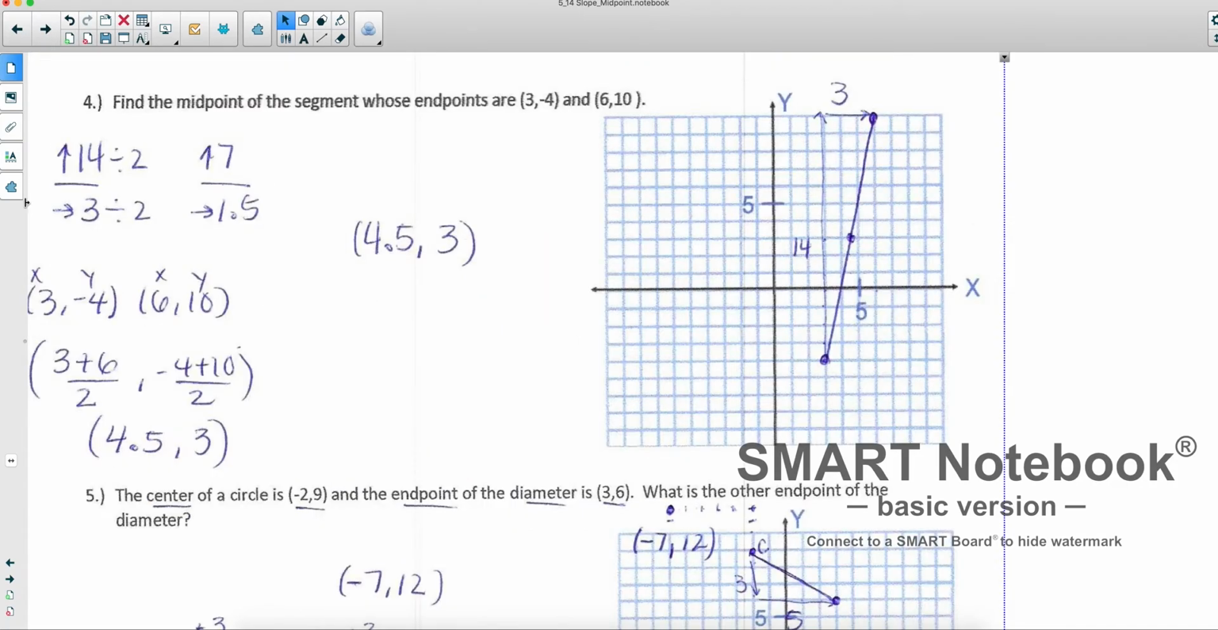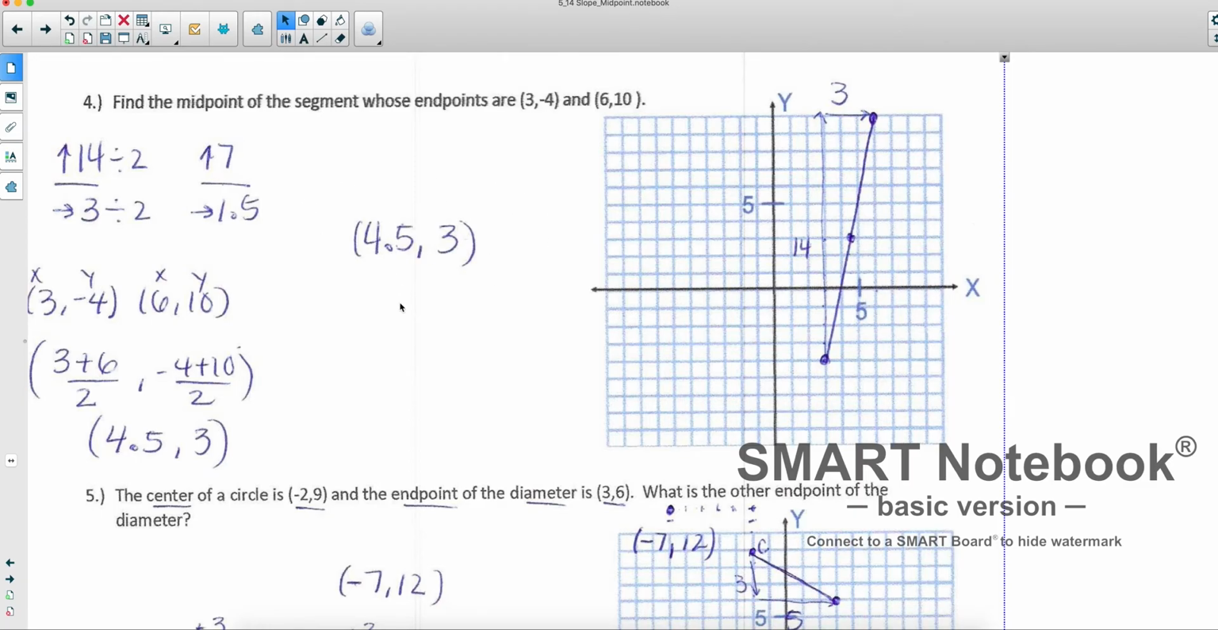All right. So here, find the midpoint of the segment whose endpoints are 3, -4, and 6, 10. So we plot 3, -4, we plot 6, 10, and I'm going to show you both ways just so you have an idea. So first, if I use my slope, I went up 14 and over 3 to get from one endpoint to the other, left to right. So if I want to find the midpoint, I have to go halfway. So it means I'm going to go up 7 and then over 1.5, which is interesting because 0.5, that's okay. And I get this point right here. So this point right here is 4.5, 3. So I get the midpoint of 4.5, 3.